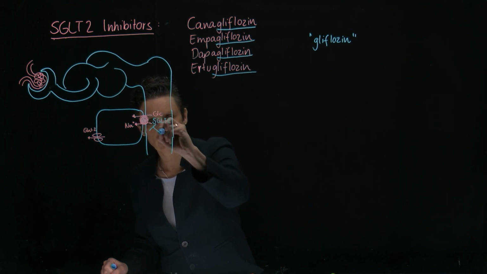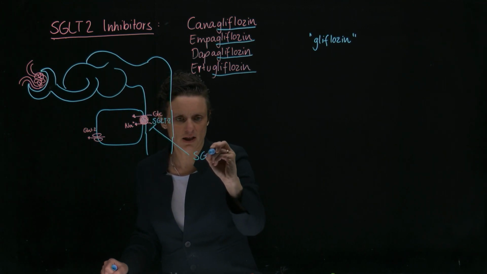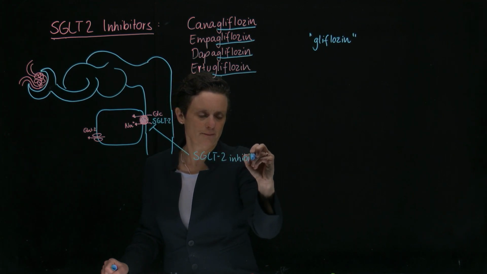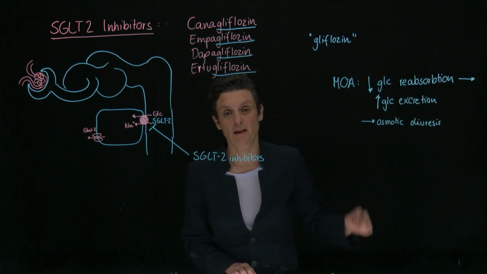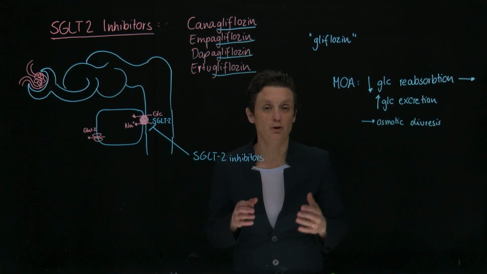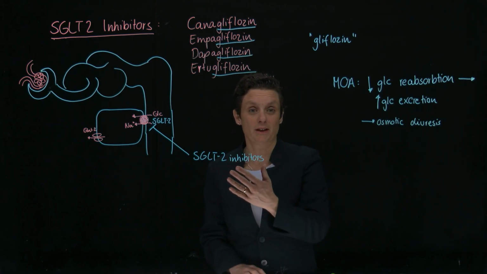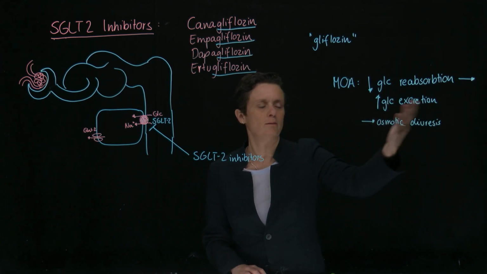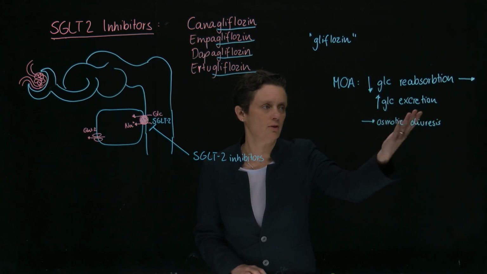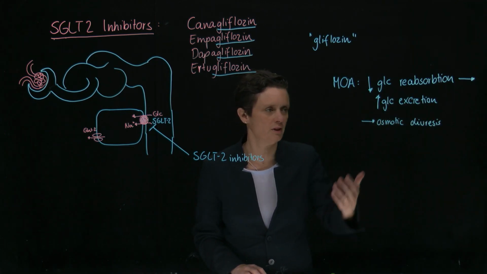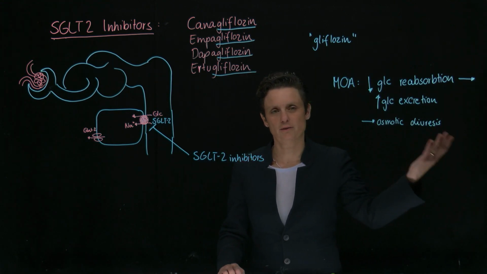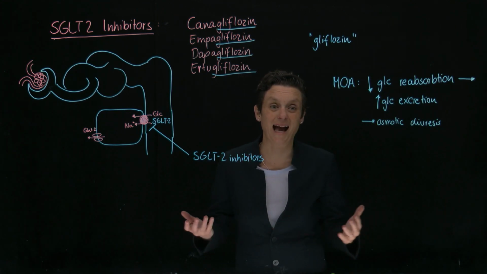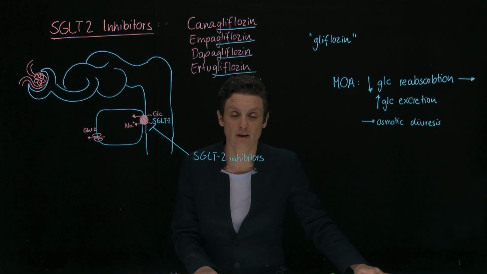So these are our SGLT2 inhibitors. This is just their mechanism of action in writing. When you block 90% of the glucose that usually gets reabsorbed via this SGLT2, well, then you're going to lose all the glucose. You're going to have increased glucose excretion. That's also causing osmotic diuresis. So this drug class can also be put into the category of diuretics.